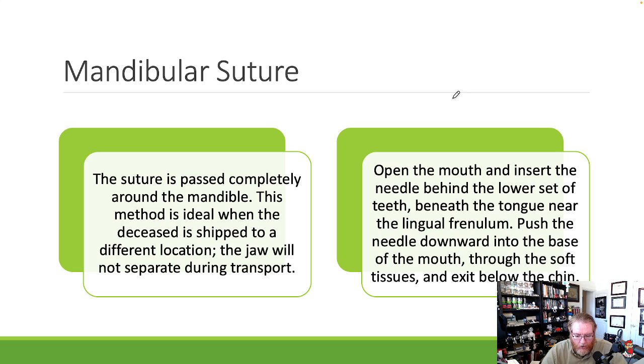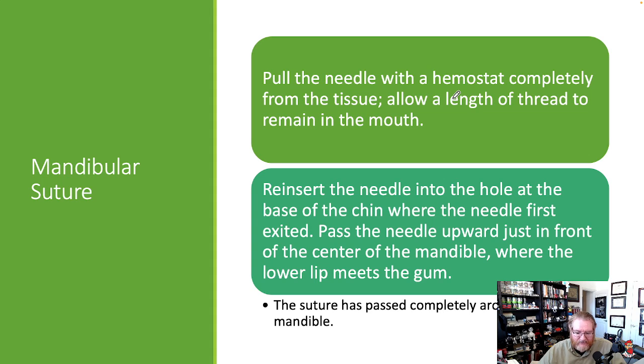This method is ideal when the deceased is shipped to a different location because the jaw will not separate during transport. Open the mouth and insert the needle between the lower set of teeth beneath the tongue near the lingual frenulum. Push the needle downward into the base of the mouth through the soft tissues and exit below the chin. Pull the needle with a hemostat completely from the tissue. Allow a length of thread to remain in the mouth.